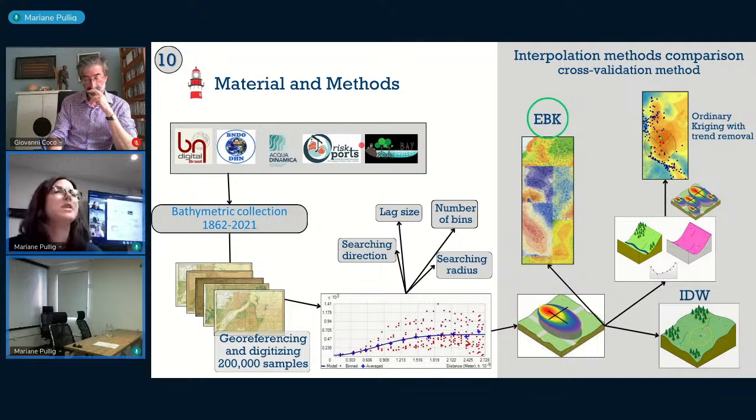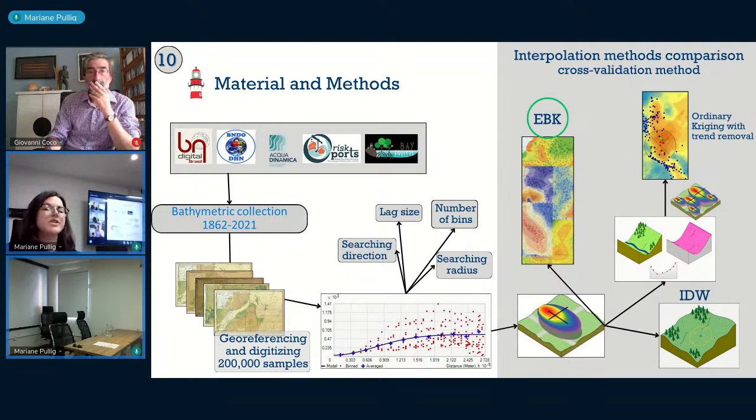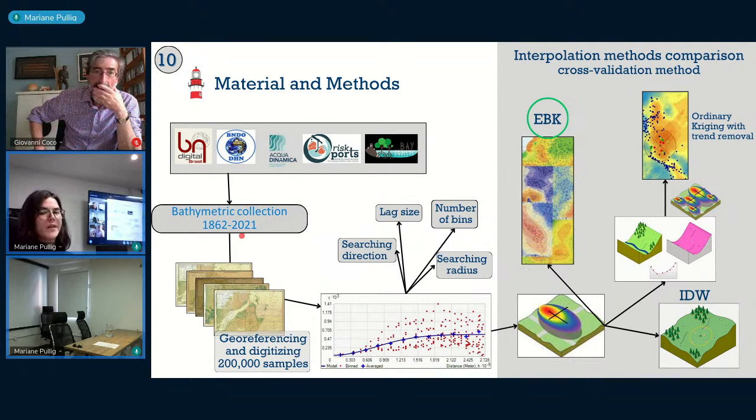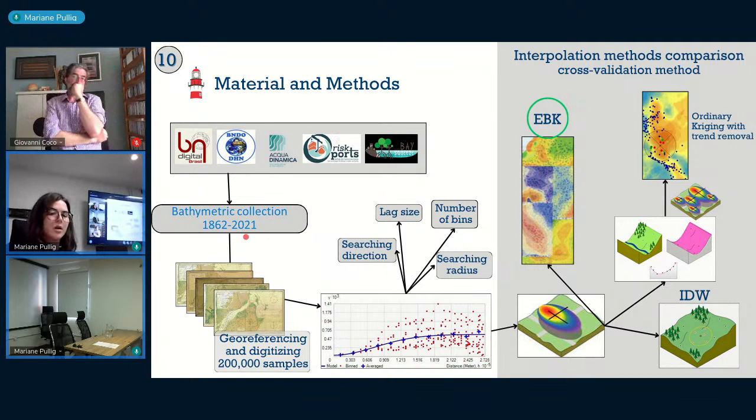For this work, we utilized nautical charts, board sheets, and recently surveyed bathymetric datasets. The nautical charts and board sheets were made available by the Brazilian National Digital Library, the Oceanographic Brazilian Database, and the Academic Corporation, and this work was only possible because of the RESPORT and Big Speed projects. We gathered this bathymetric collection of 160 years, and then we georeferenced and digitized those historic documents, which resulted in 200,000 samples.